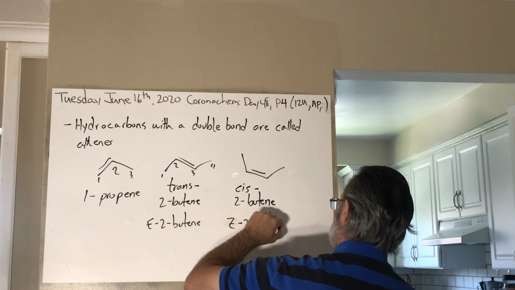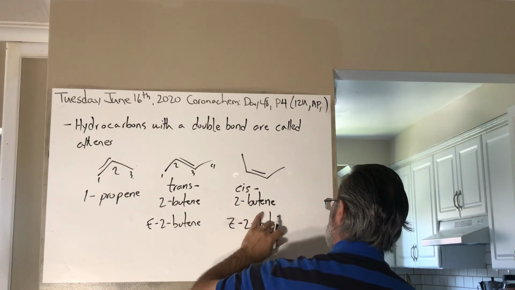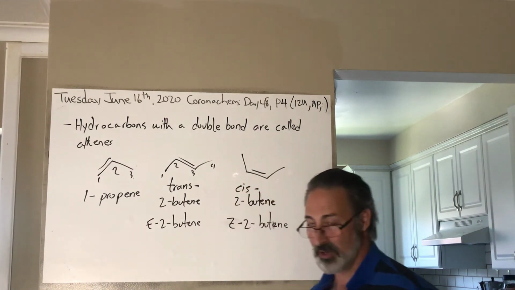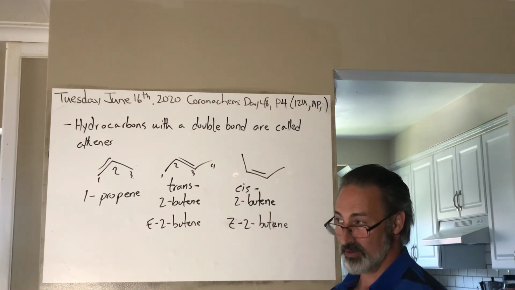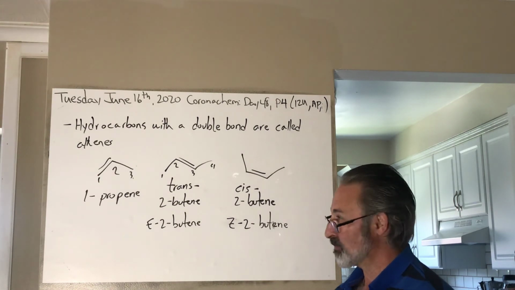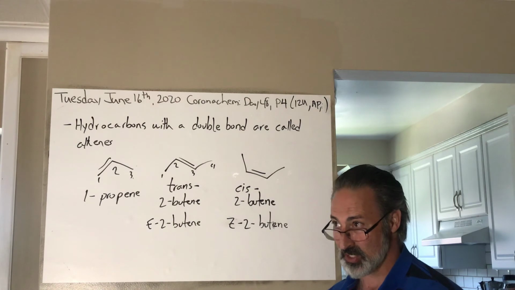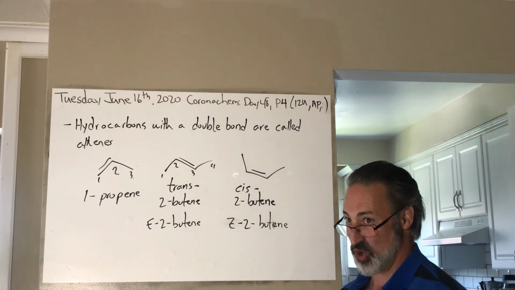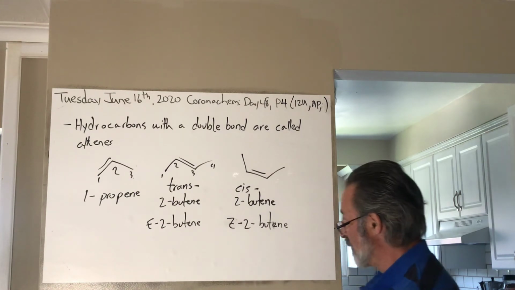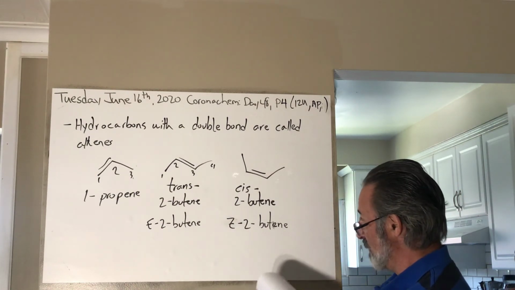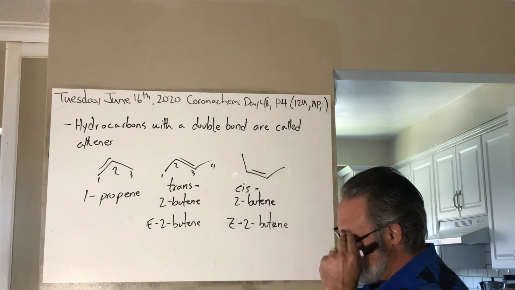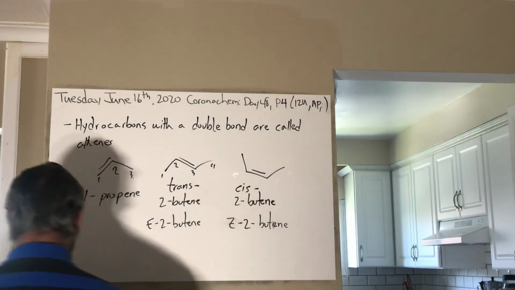The way you remember this one is you think of the word in German for together, which is zusammen. So think of a German guy saying, "Let's go out on a date. Together." He says it with a German accent. Together, Z. Okay? Z-2-butene. That's how you'll remember it. Sorry to my German watchers. Double bonds. Do not rotate.